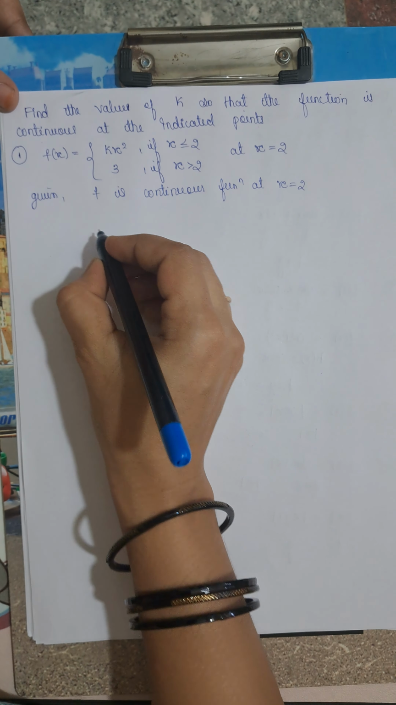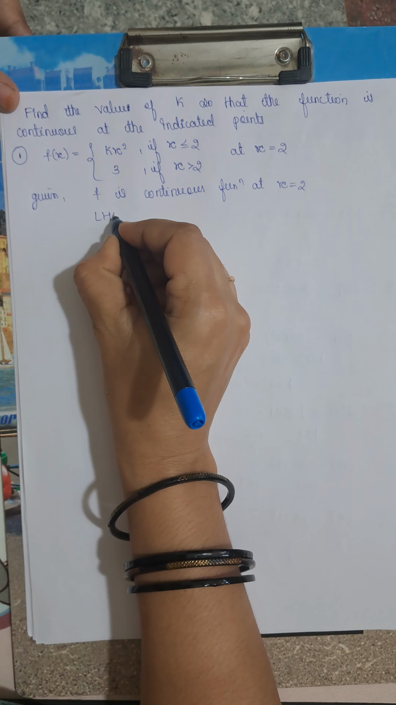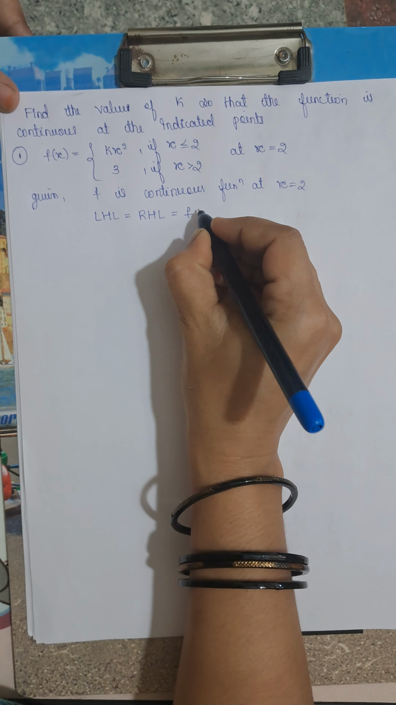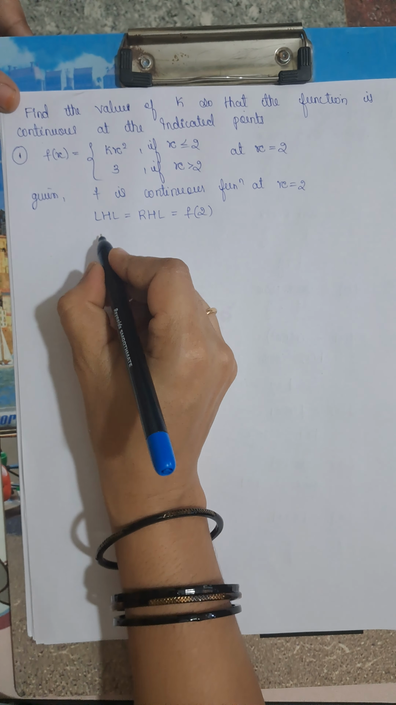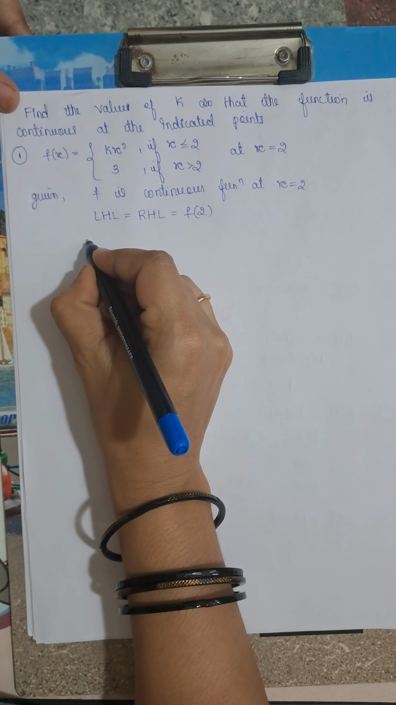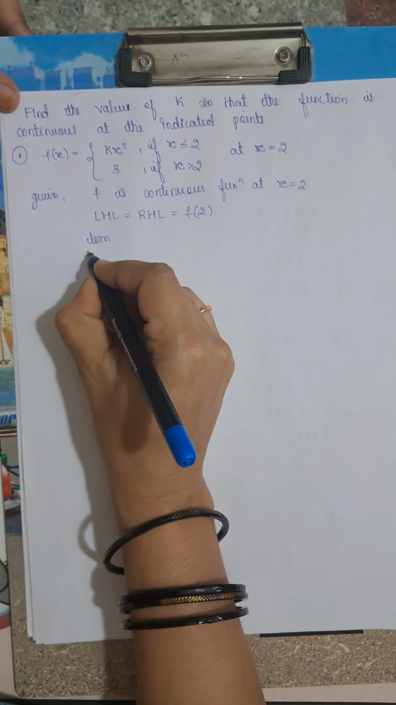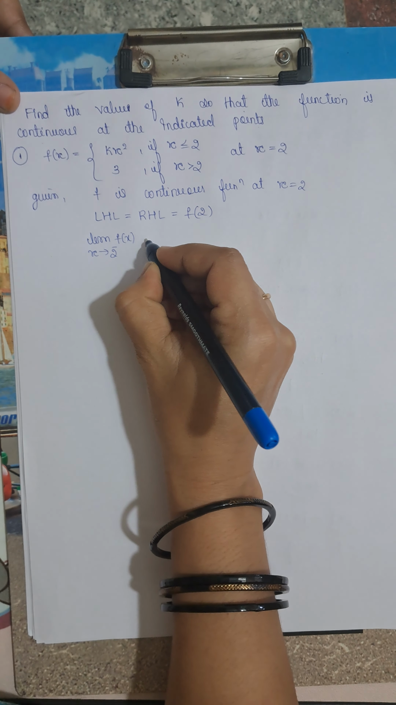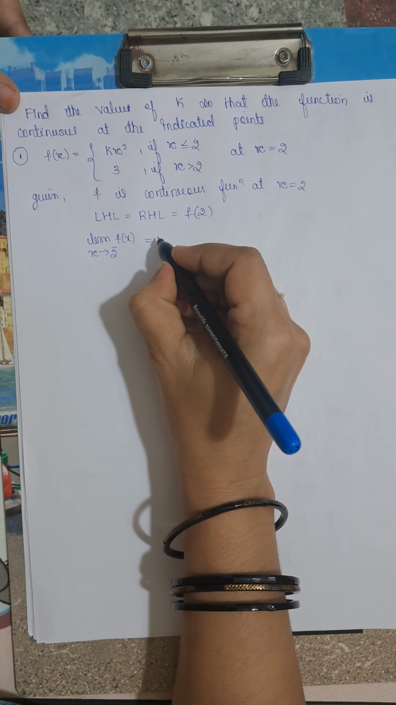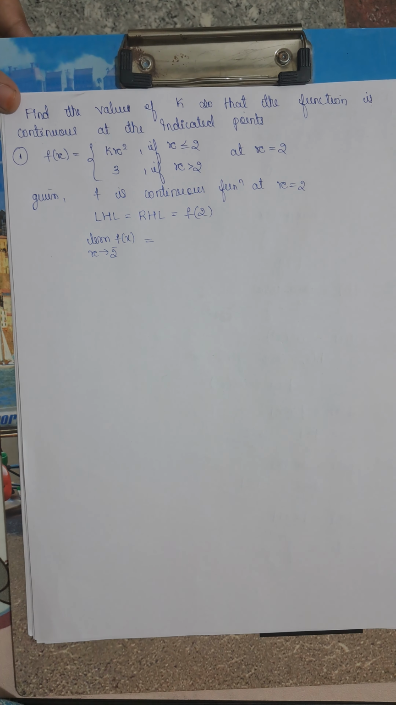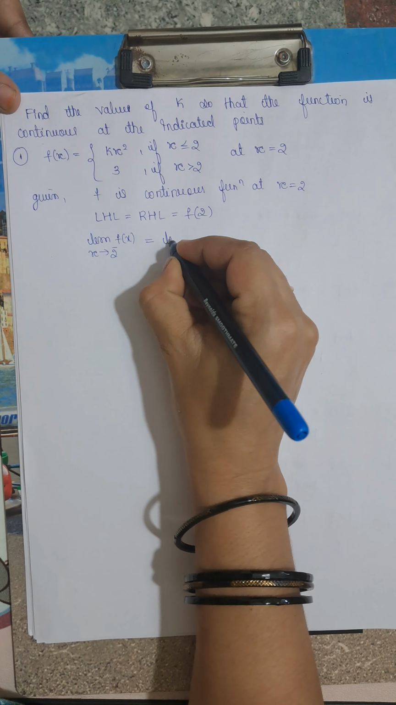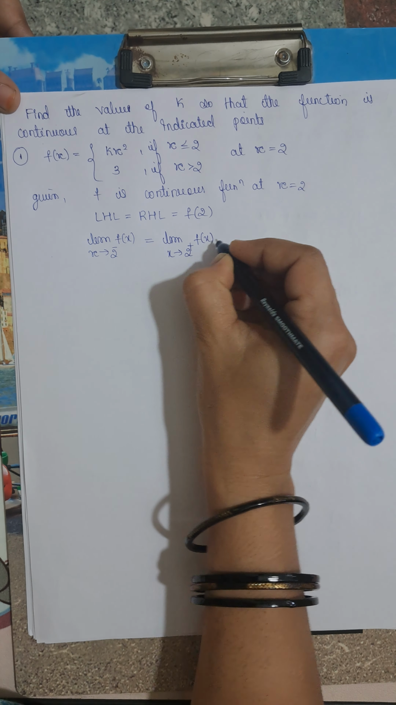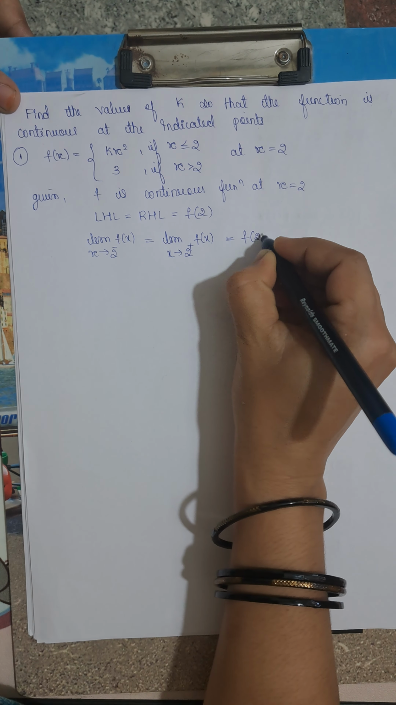According to the definition of continuity, LHL will be equal to RHL, that is equal to f of the given point. So what is LHL? Left hand limit. So we know how to find this: limit as x tends to 2 minus f of x is equal to, what is RHL? Right hand limit, limit as x tends to 2 plus f of x is equal to f of 2.